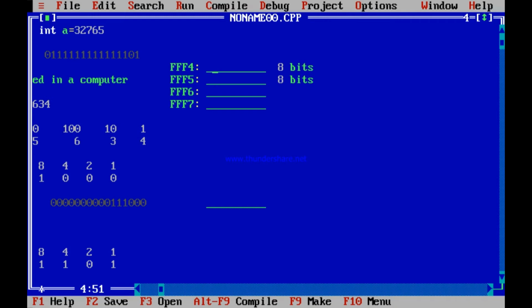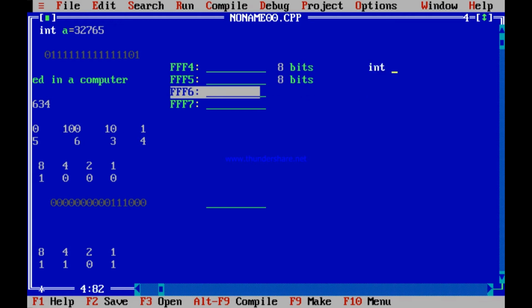This is how any digit is stored in binary format. It is stored in this way. Using these two memory locations, this number has been stored. These two memory locations have been used for that. Similarly, if you use another integer, another two memory locations will be used, and so on. Now, what I want to tell you is the meaning of a pointer.